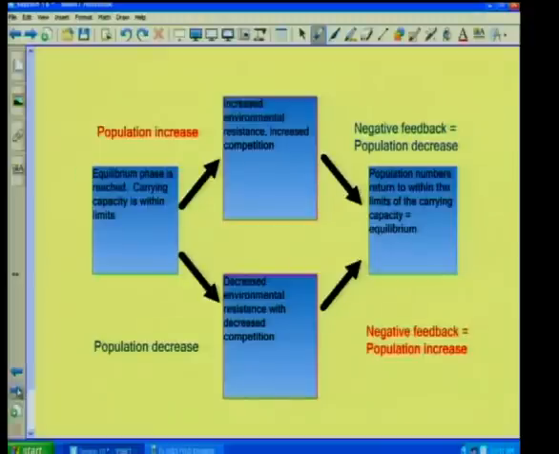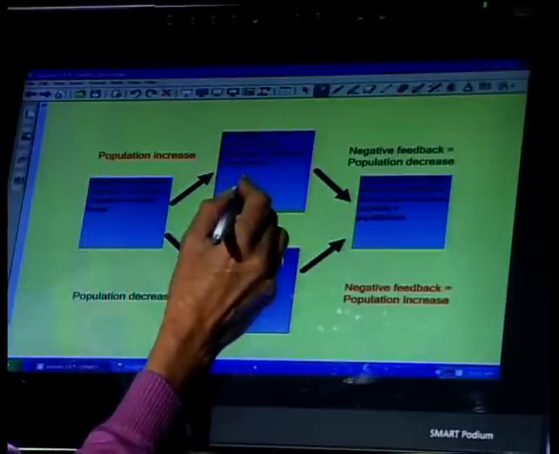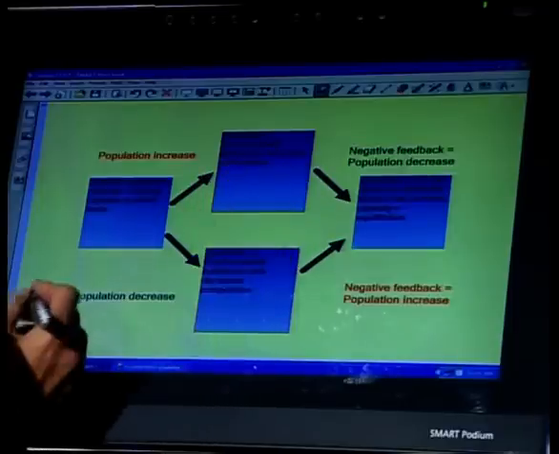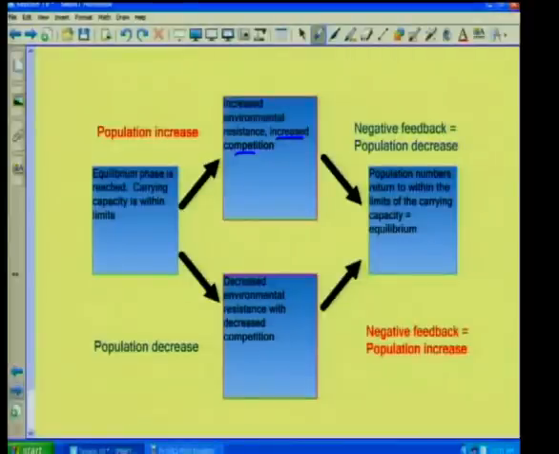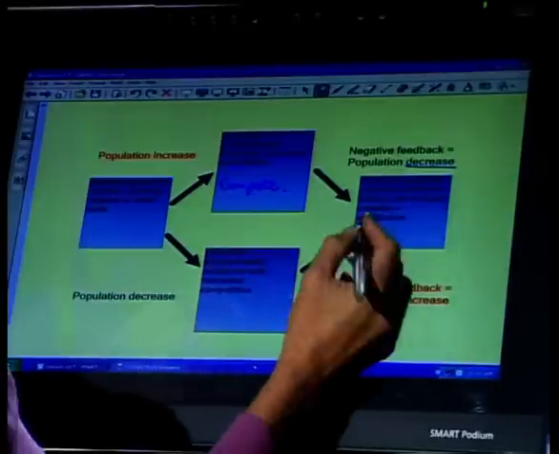If we have a population increase from the equilibrium, so the equilibrium is reached and your carrying capacity is within its limits, everything's perfect. Now the population increases. You immediately have an increased environmental resistance and therefore increased competition because the environment doesn't have a lot left. So your organisms are going to compete for food, shelter, space, mates, and the competition gets more, because remember, we're talking about a population. Now, what happens then is, with that competition, organisms are going to die. And we then have a negative feedback, which is going to cause a decrease in the population. And the population numbers return within that carrying capacity, and that gives you your equilibrium.